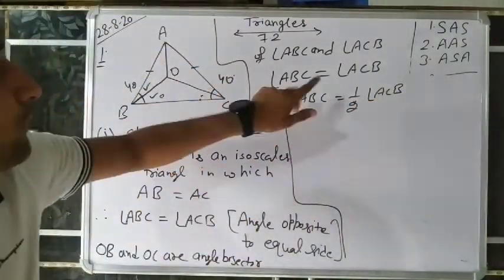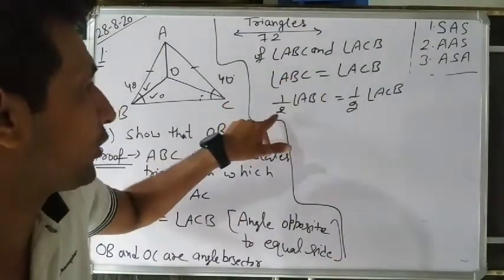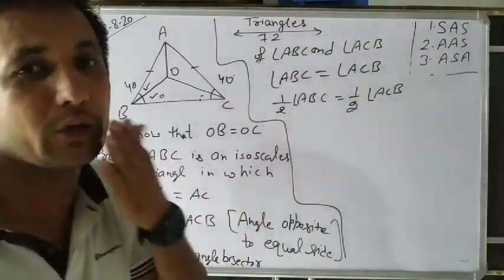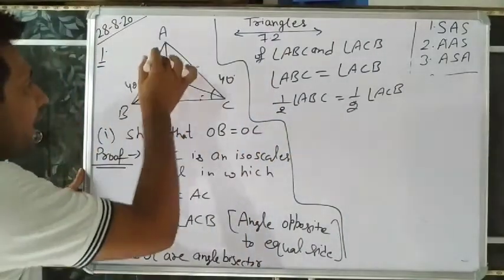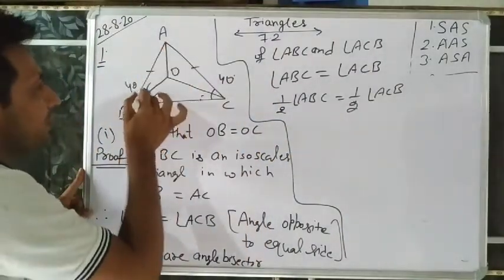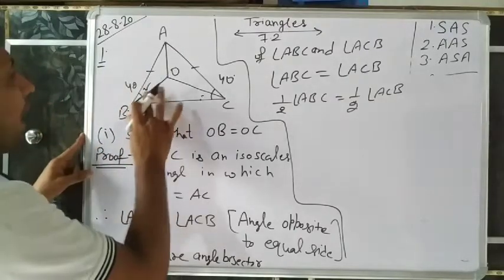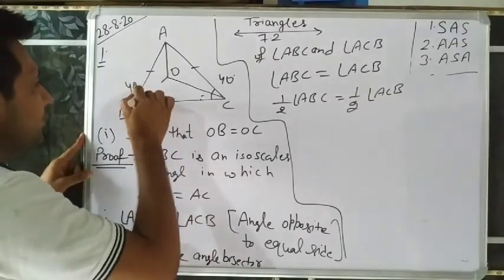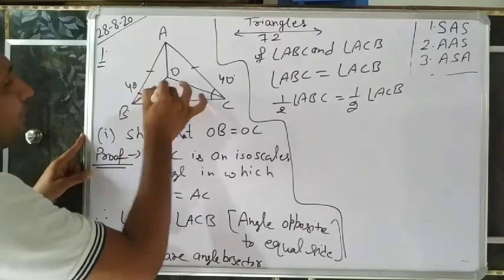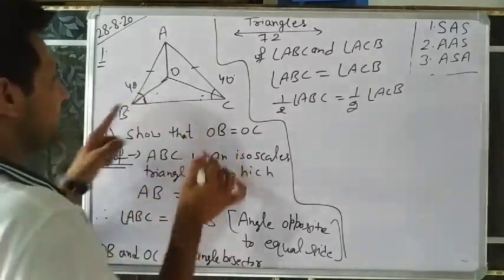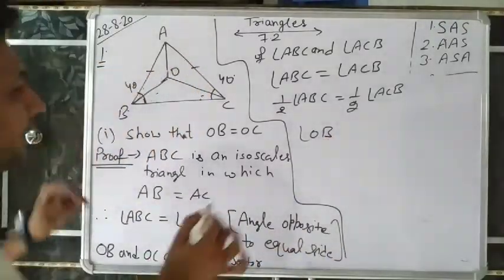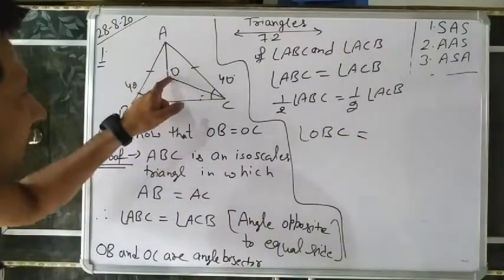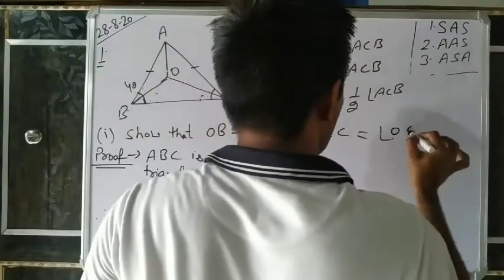Everyone knows if two things are equal and you multiply both sides by 1 by 2, then they are also equal. And we know half of ABC and half of ACB are equal. So it means this one equal to this one. It means angle OBC equal to angle OCB.